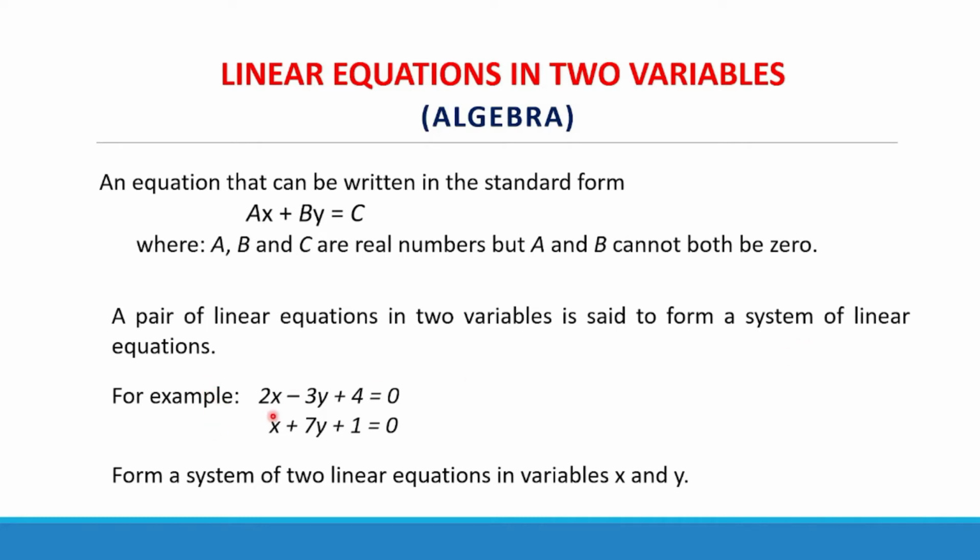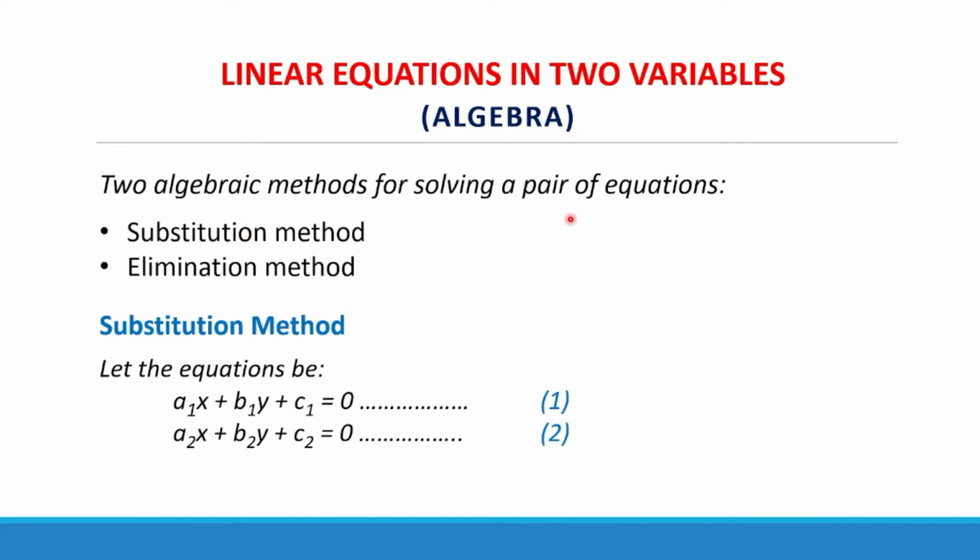For example, 2x - 3y + 4 = 0, and that's equation 1. Another equation, x + 7y + 1 = 0, and that's equation 2. They form a system of two linear equations in variables x and y. Two algebraic methods for solving a pair of equations: substitution method and elimination method.